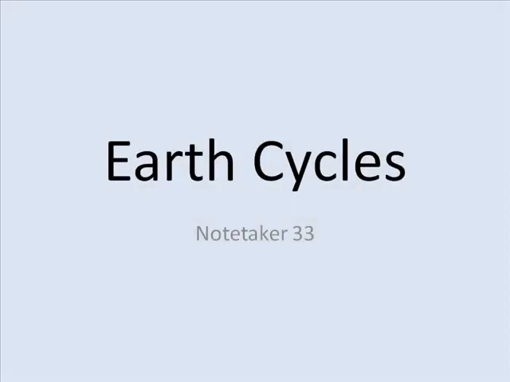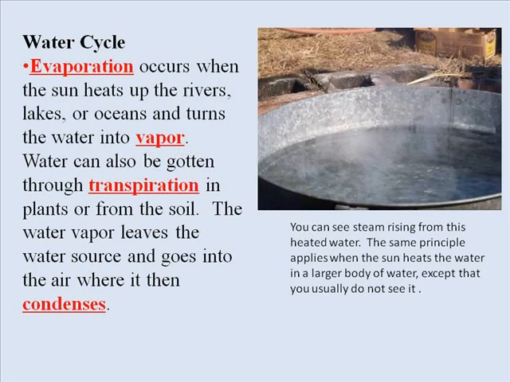This is note taker 33 on Earth cycles. In this note taker, we're going to be looking at 3 of our Earth cycles. The first is the water cycle, the second is the carbon cycle, and the third is the nitrogen cycle. So far on our previous note takers, we're talking about interactions.